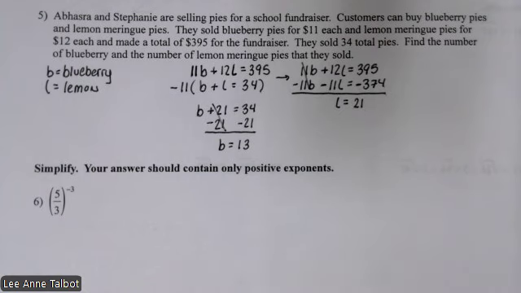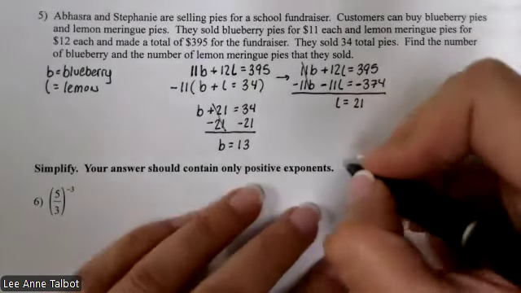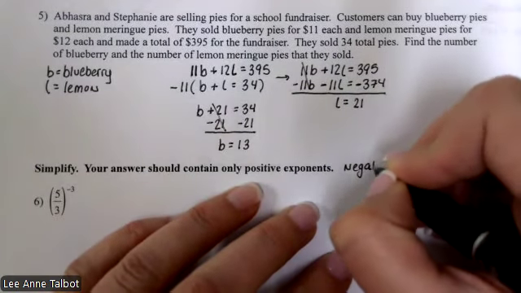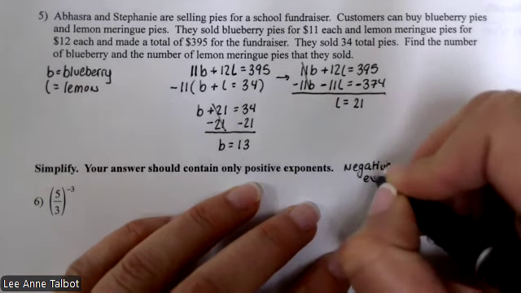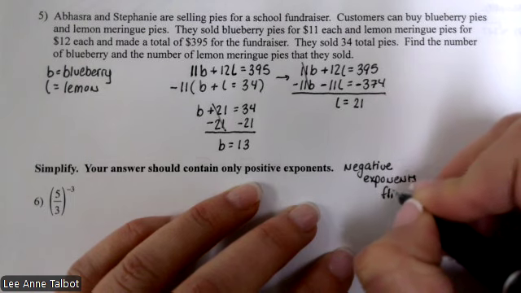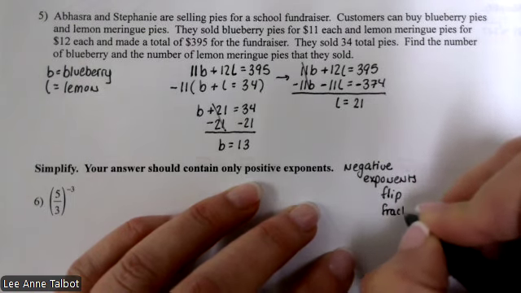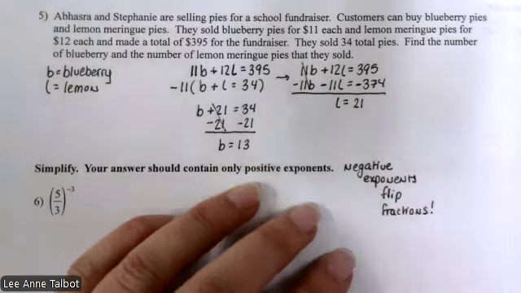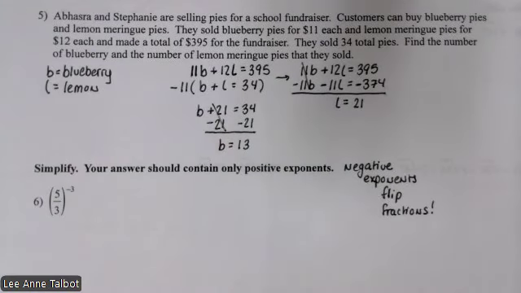Okay. Number 6, simplify. Your answer should only contain positive exponents. Okay, so we're going to write a note: negative exponents, flip fractions. There's our note to ourselves, negative exponents, flip fractions.